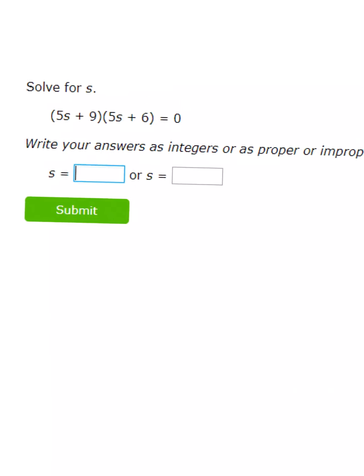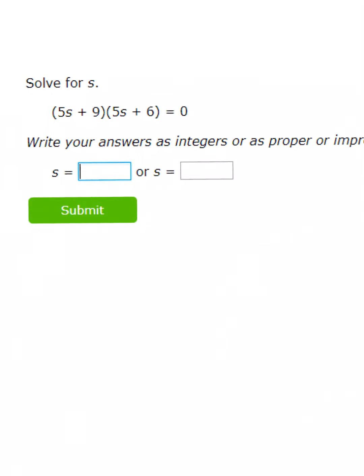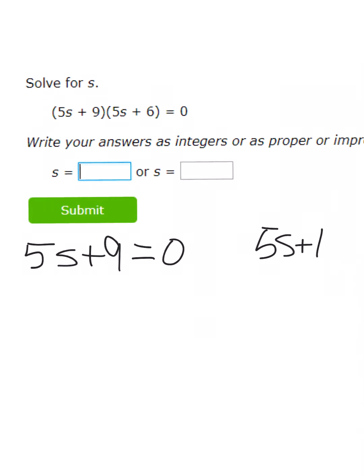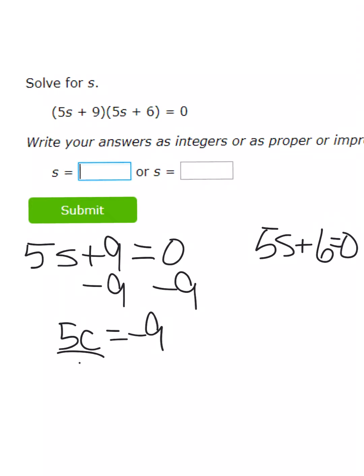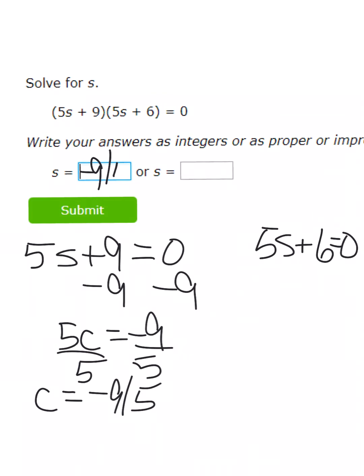Last one is about as challenging as it's going to get, and this is just going to require a little more in terms of solving. We're doing the same mathematical process, setting both binomials equal to 0, so it's going to require a little more work to solve. Subtract 9, and then we have 5s equals -9, divide by 5, and again, this is just solving for a variable like we always have. So your answer is -9 over 5.